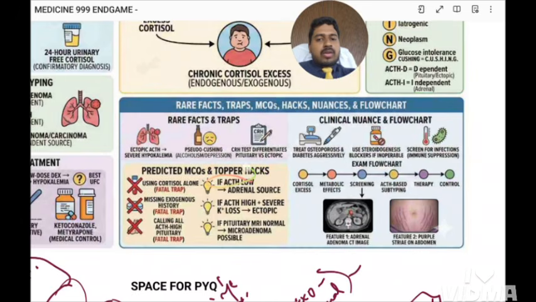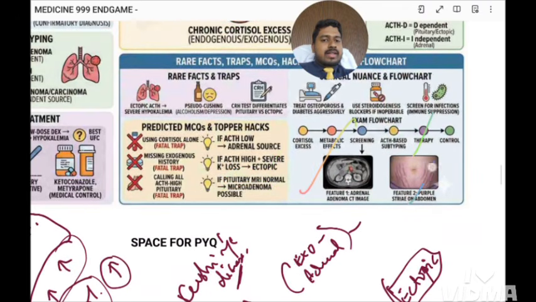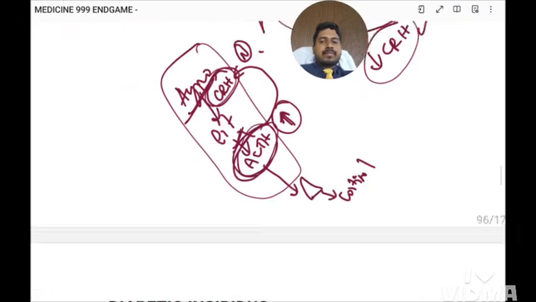Next, if ACTH is low, it is an adrenal source. If ACTH is high along with severe potassium loss, it is ectopic, related to lung carcinoma. If the pituitary MRI is normal, then there is a possibility it can be a microadenoma which is not visible on MRI. So I've explained everything. This is the pituitary, this is the adrenal adenoma which you are seeing here. I have discussed everything.